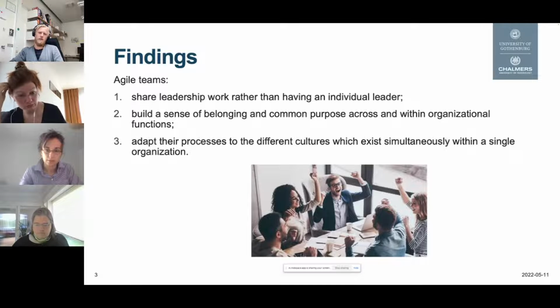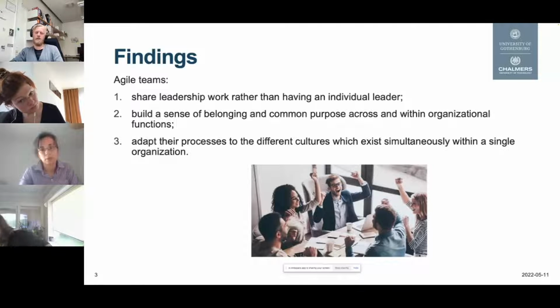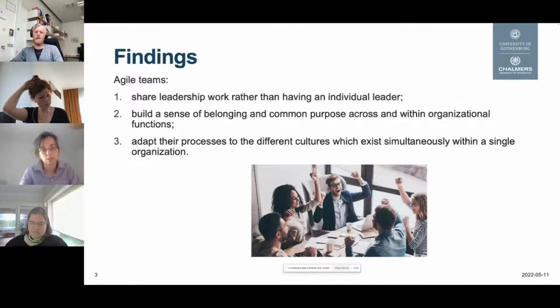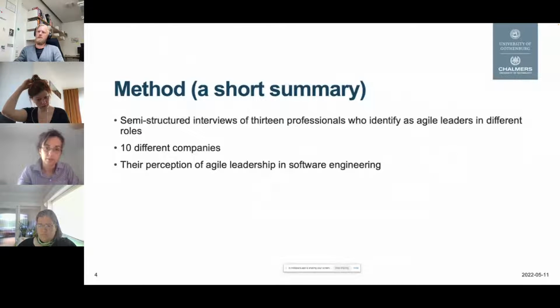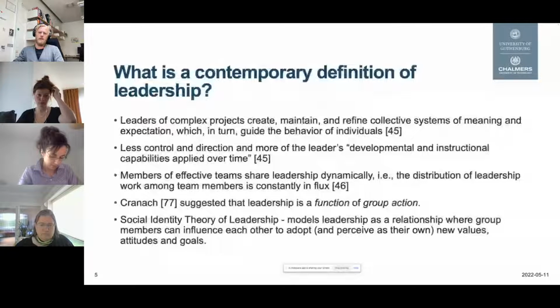And the large companies that were in our sample usually have some kind of an agile transformation. They did something differently, and then they defined the need for change, and then they try to be more agile in their processes. So the participants compared traditional leadership with what they saw was needed now. The method was semi-structured interviews, 13 professionals that identify as agile leaders in different roles, in 10 different companies. And we, of course, investigate the perception of agile leadership because we asked them. I will go through this a bit quickly.